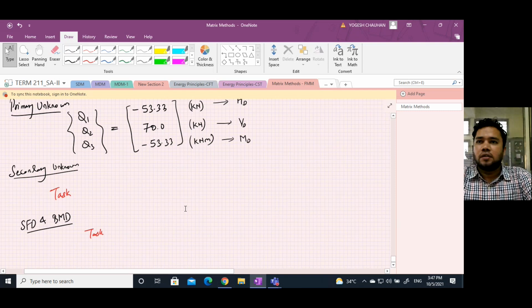So we stop here, and in the next class we'll take an example of a truss and solve it using flexibility approach. Okay. So if you have any doubt, we can discuss now.